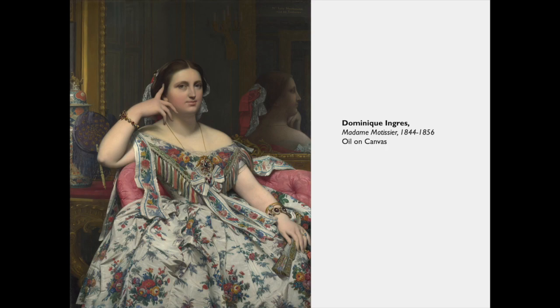So even when photography came in, artists continued to get commissions for portraits, because a photograph of a portrait is not the same as a power statement, as a big painting in your home. And if you're very rich at this time, you still want a big painting in your home. Madame Motissier was the wife of a very wealthy banker, and she insisted that Ingres, one of the most famous artists in France at the time, had to make her portrait.